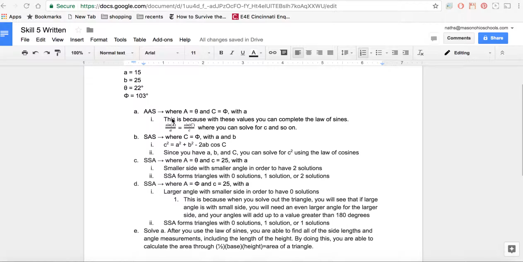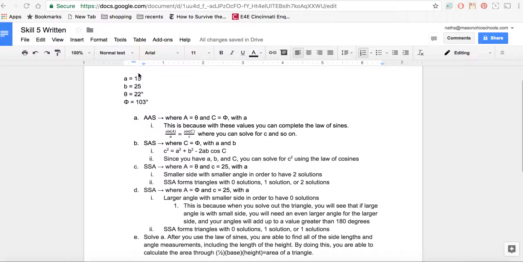So for skill 5, these were the values that I chose. The first part was asking you to find a triangle using 3 of these, where you had to use law of sines. So I chose an angle side triangle. You can see that right up here.